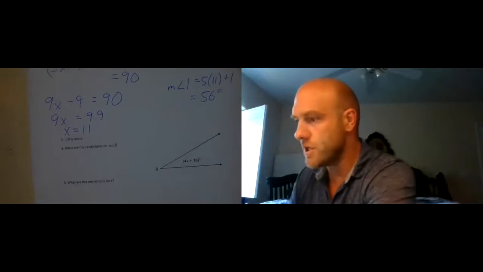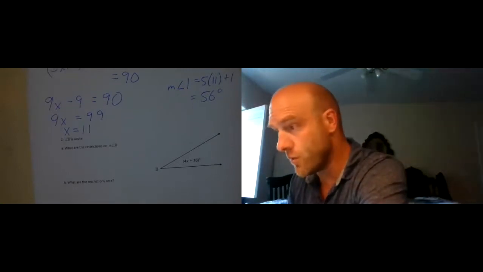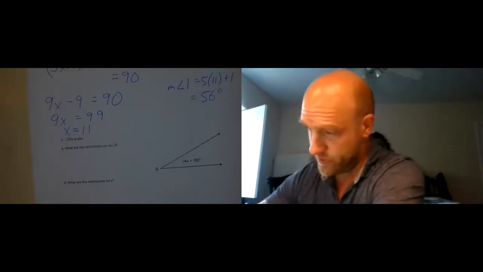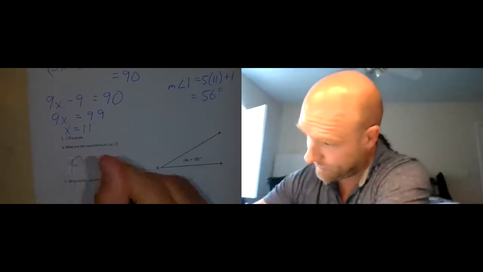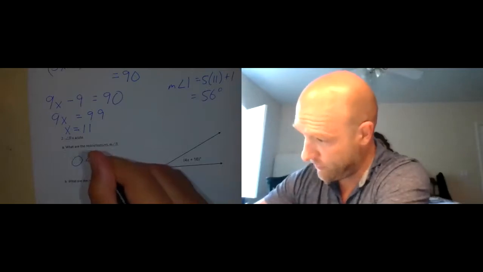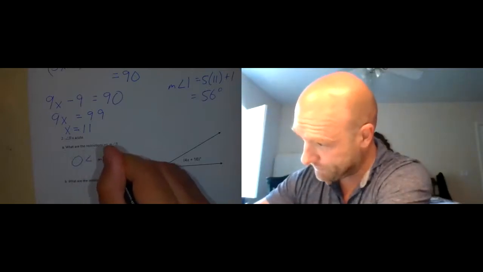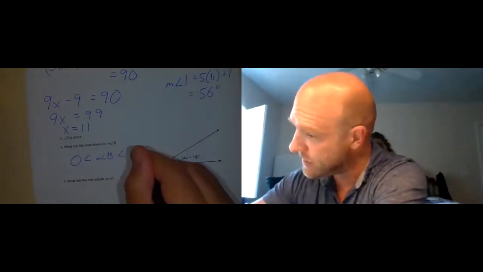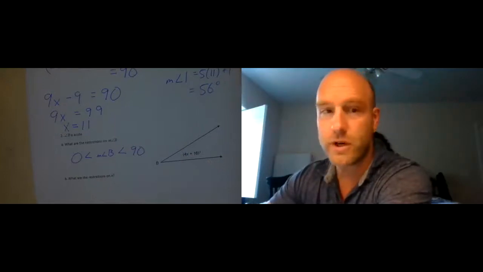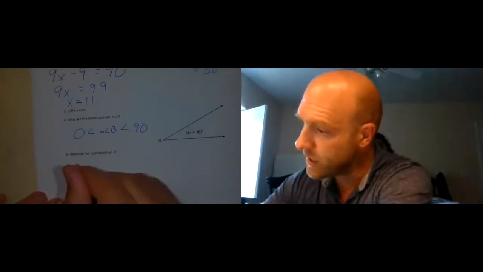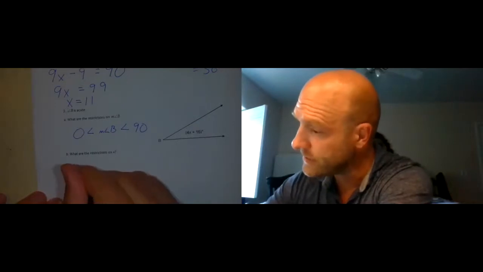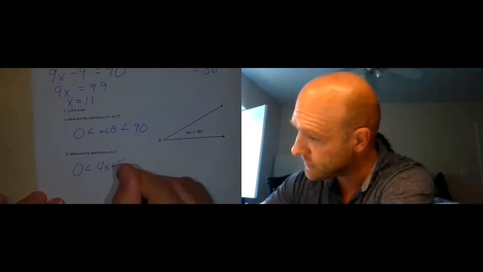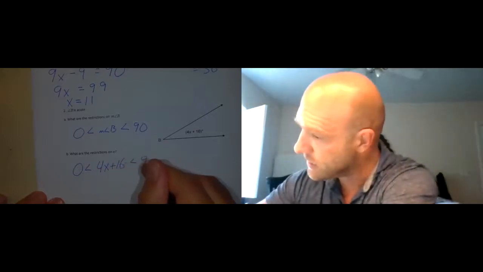They tell me in part 2 that angle B is acute, which only tells me that it is between 0 and 90. Restrictions on B, so 0 is less than the measure of angle B. I realize that looks like a less than sign itself, which is less than 90. To find what the restrictions are on x, I'm going to substitute in the expression for x. 0 is less than 4x plus 16, which is less than 90.